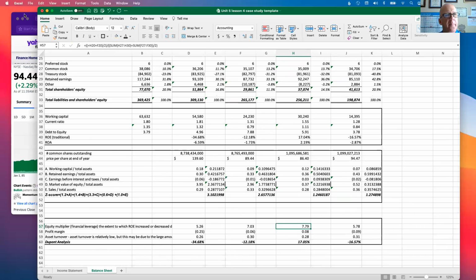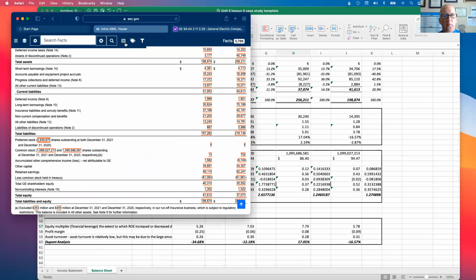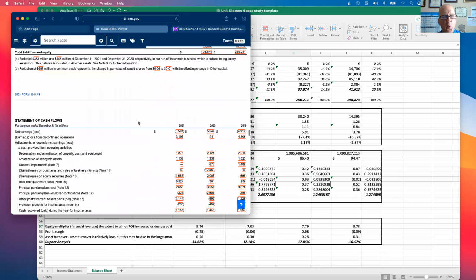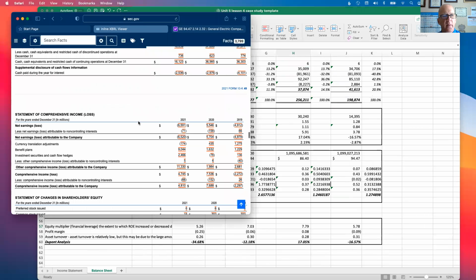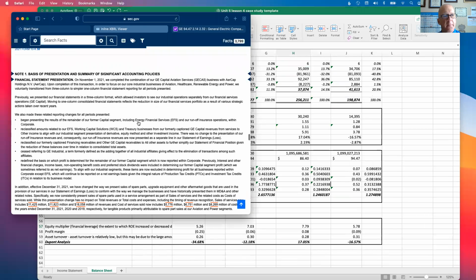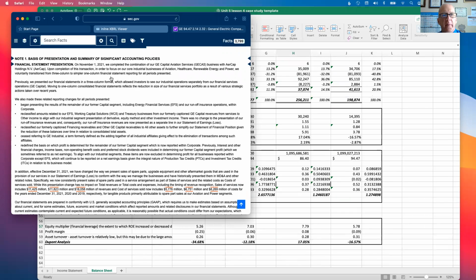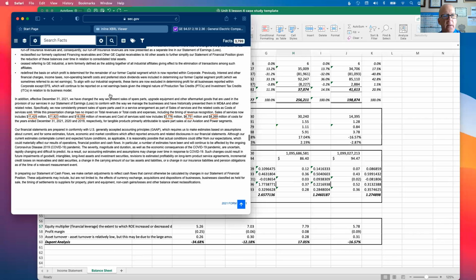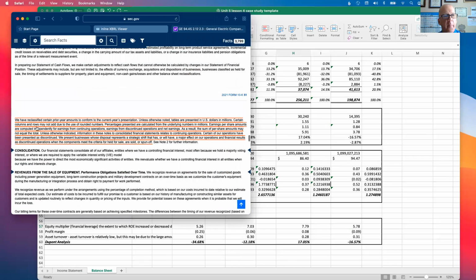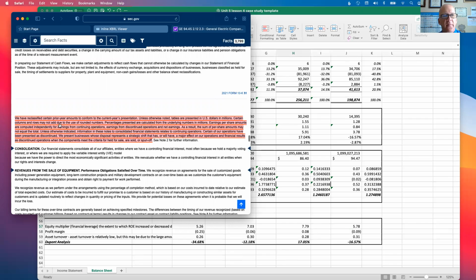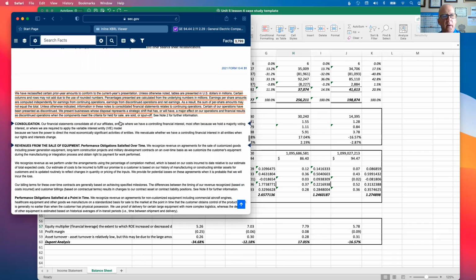One more thing that we would do as we were doing this GE analysis, of course, we would go to the notes to the financial statements and read them carefully, because they're going to give us a lot of the information that's going to add to our analysis. There's so much information here. I don't want to sit and go through it while you're watching this. But here's something. Hey, look at this. We have reclassified prior year amounts to conform to the current year's presentation. That's always nice to know.